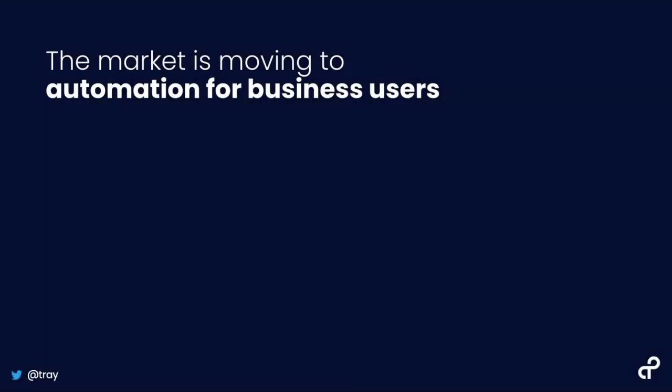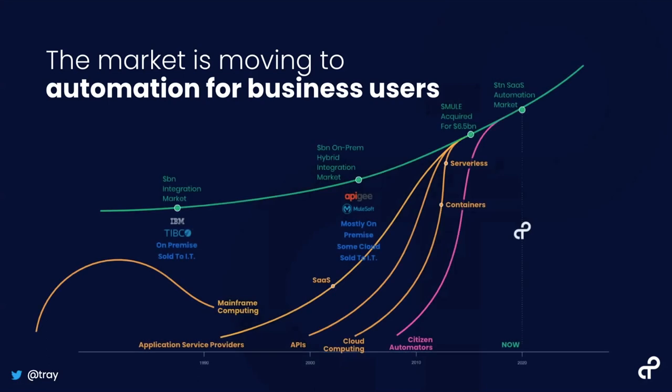So what is the automation market? This has been called integration or IPaaS before. We can begin in the late 1980s, where companies like TIBCO and IBM sell on-premise solutions to IT departments. This is big and expensive software. In the late 1990s, software starts to take off. Companies like MuleSoft are now addressing hybrid infrastructure, but are still selling to IT departments.